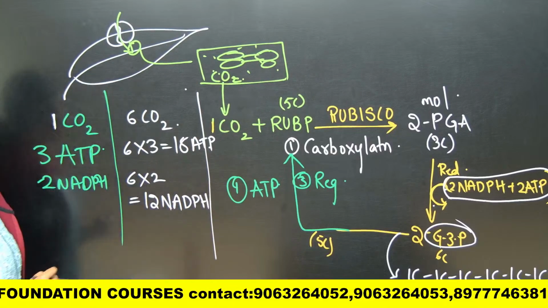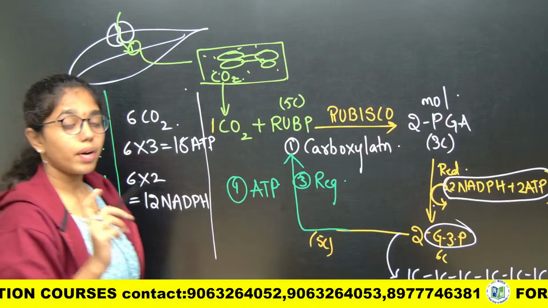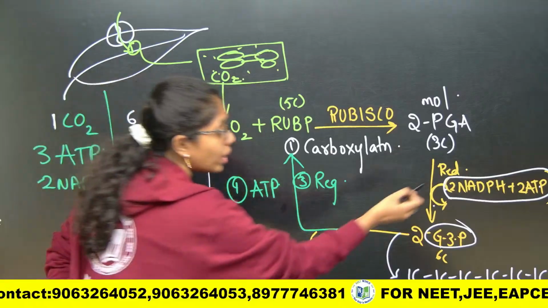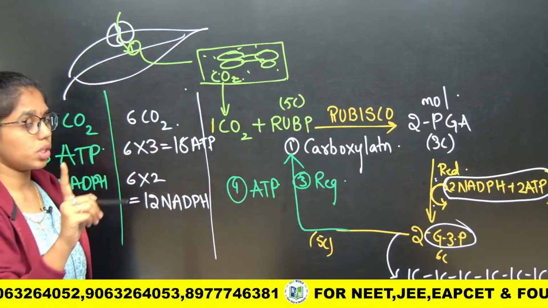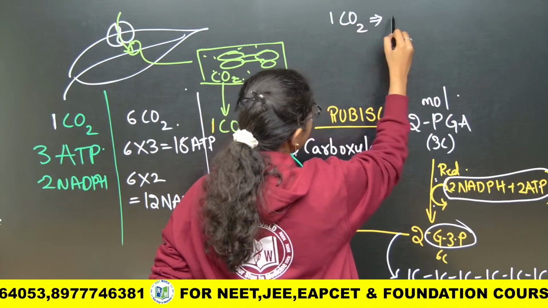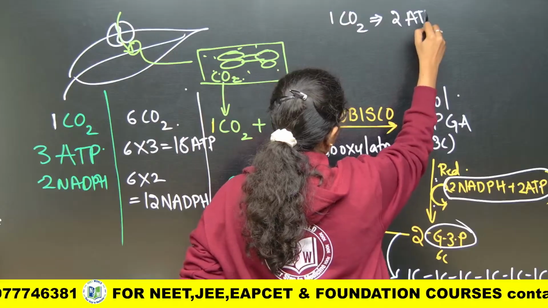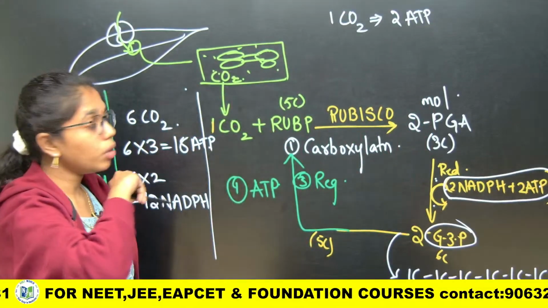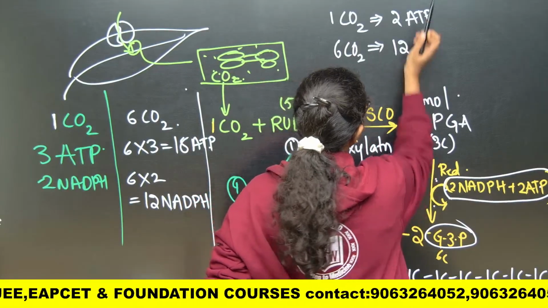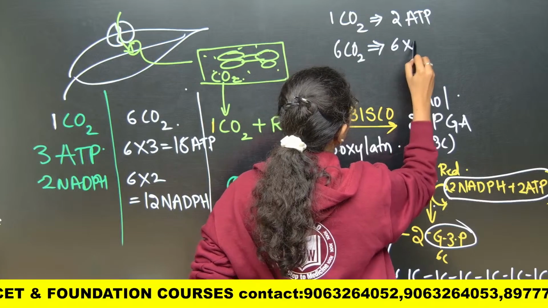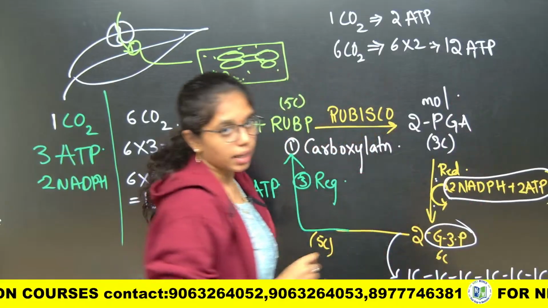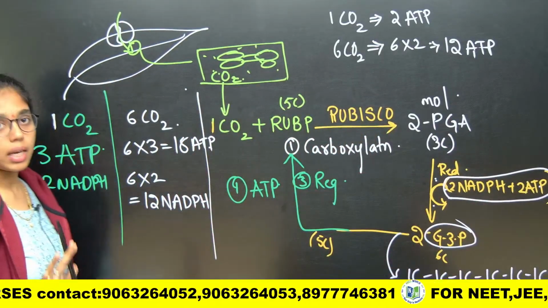If the question is, for the formation of 1 glucose, how much energy is utilized only in the reduction step? Only in the reduction step, for 1 carbon dioxide it will be 2 ATP. For 1 glucose or hexose molecule, as 6 carbon dioxides are required, that will be 6 into 2, it will be 12 ATP. Clear, right? Easy, right? So this is all about the Calvin cycle.